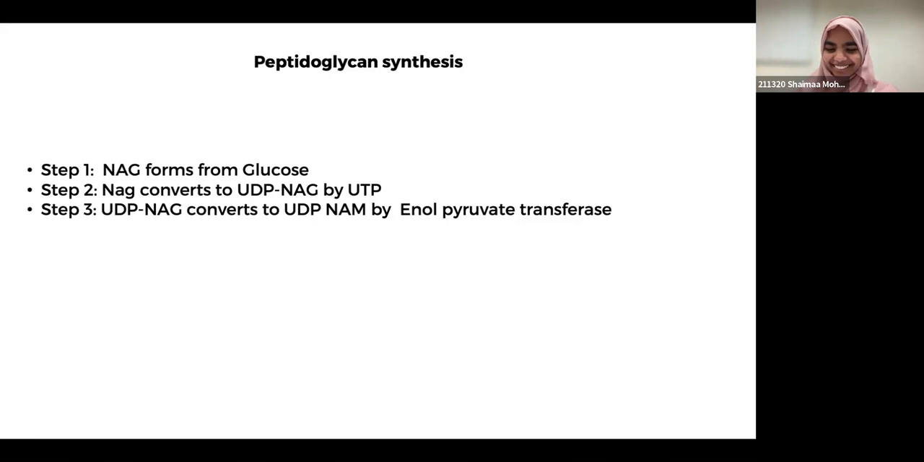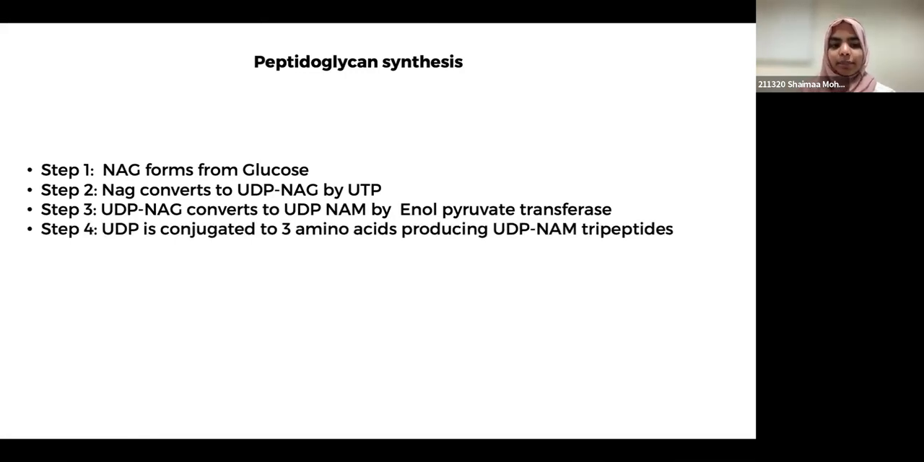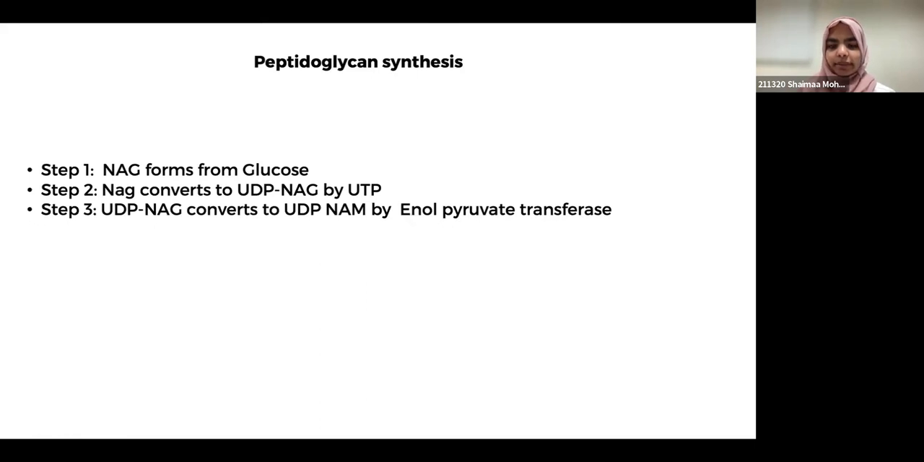I'm really sorry. Okay, it is enol pyruvate transferase. Here I wrote enol pyruvate phosphate, but it's enol pyruvate transferase. Thank you. So yeah, we said it's inhibited by phosphomycin. And then step 4, I put it by mistake. What happens?